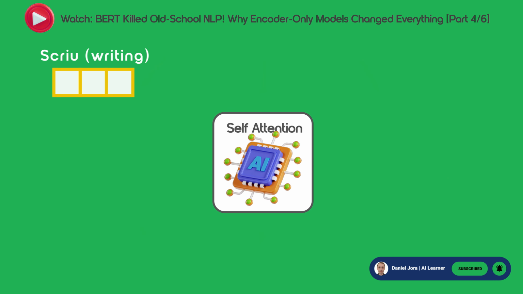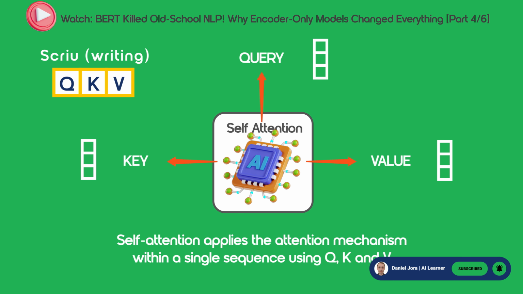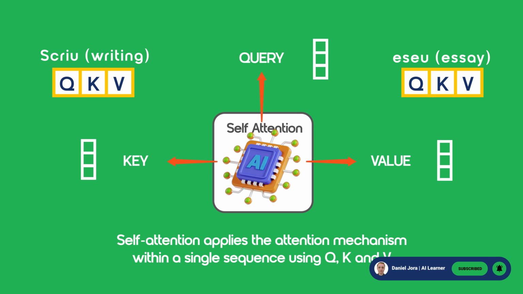For each token, for example, scriu, 3 vectors are created: query, key, and value, by multiplying the embedding with learned matrices. Query Q is a vector representing an element, asking how relevant other elements are to it. Key K is a vector for each element, used to measure compatibility with the query, like a label. Value V is a vector containing the actual information of each element, weighted by attention scores. An attention score, Q times K, is calculated to measure how relevant each word is to another. For example, scriu has a high score with esseu because they're closely related. Scores are normalized via softmax and used to weigh the value vectors, creating a contextual representation for each word.